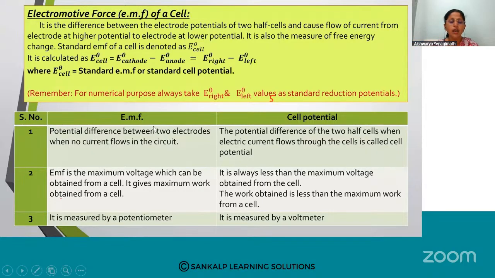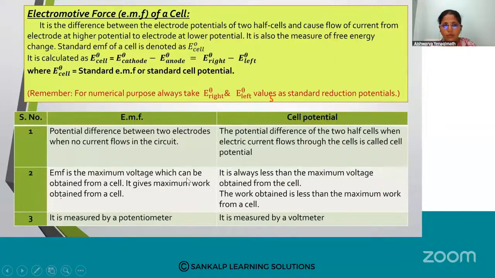Differences between EMF and cell potential is given. ಯಾವಾಗ ನಾವು ಅದಕ್ಕೆ EMF of a cell ಅಂತೀವಿ, or when we call it as cell potential. Potential difference between the two electrodes when there is no current drawn through the circuit. When there is no current flowing in the circuit, we use the term EMF. But if there is any current being drawn through the circuit, we call it as cell potential. Potential andaga current ಬಗ್ಗೆ ಮಾತಾಡಬೇಕಾಗುತ್ತೆ.